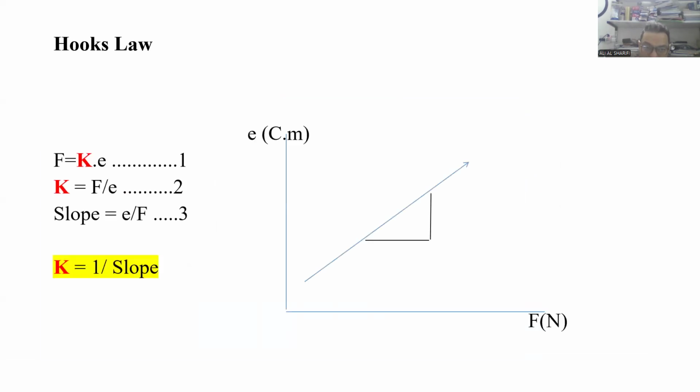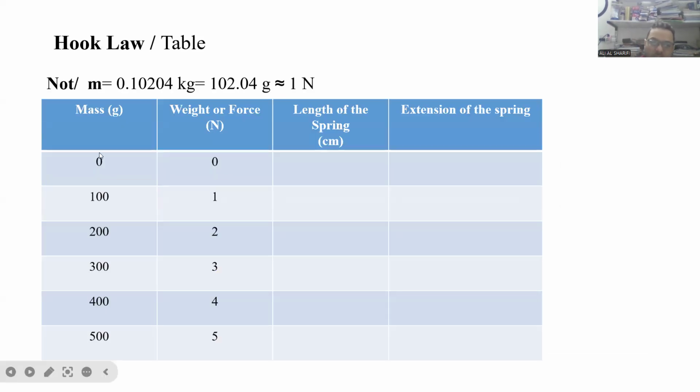Let me come back here. Weight 100 gram equal, length of the spring, the original length here. When I put some mass or weight, what will be? That's L2. The extension is L2 minus the original length.